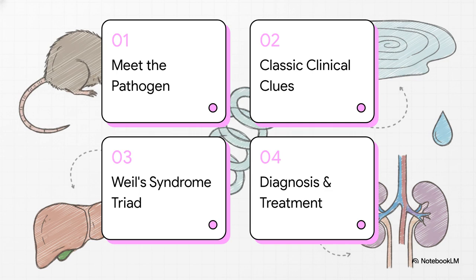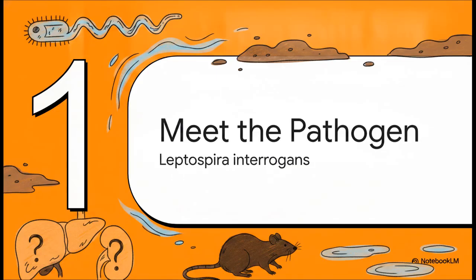Okay, let's dive into this. Here's our quick roadmap. 1. Meet the pathogen. 2. Classic clinical clues. 3. Weil's syndrome triad. And 4. Diagnosis and treatment traps.